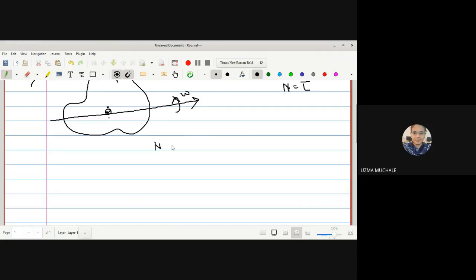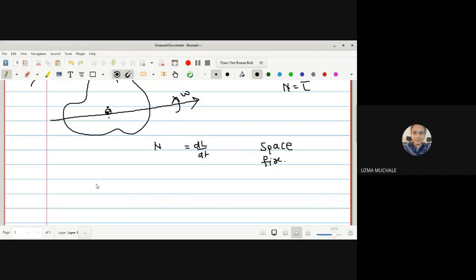This is the equation we can write: N bar is equal to dL by dt. In the absence of torque, dL is constant, that is, the angular momentum is constant. So we have N equal to dL by dt. This is the equation which we have written in the fixed coordinate system, or we can say in the space set of axes.